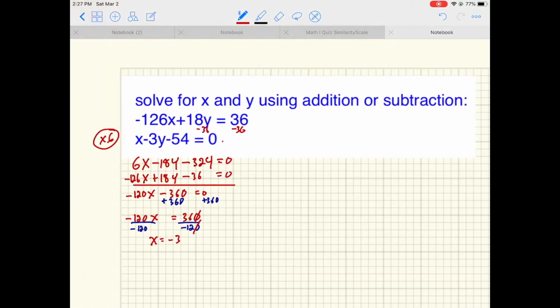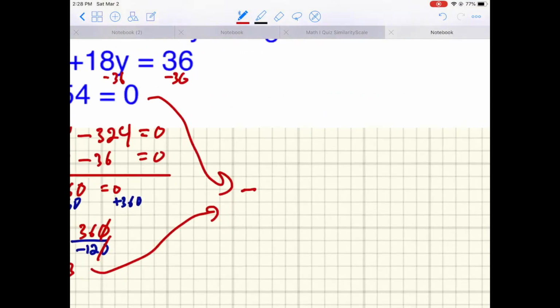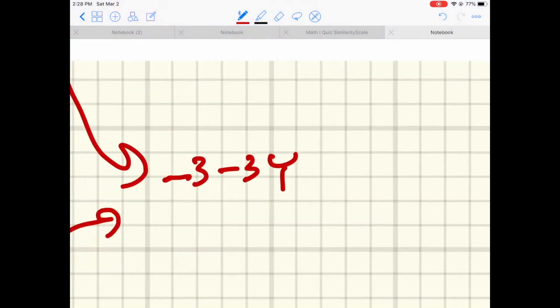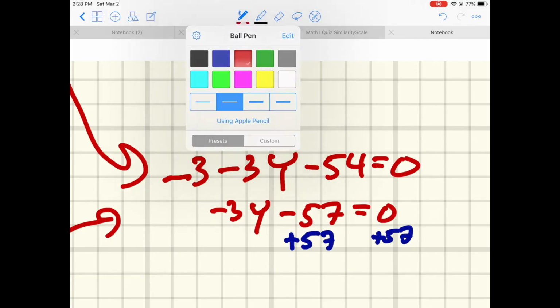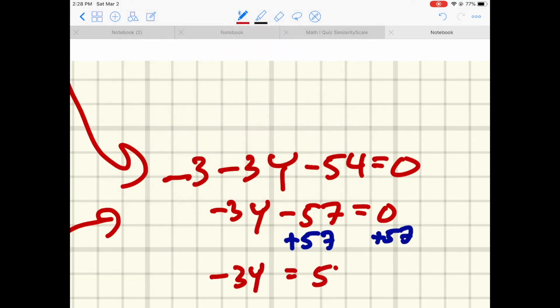Then to find the y, I'm going to take the simpler of the two equations, this one, and I'm going to replace the x with negative 3. So instead of writing x minus 3y, I'm going to write negative 3 minus 3y minus 54 equals 0. I'm going to add the like terms, add the negative 3 to the negative 54. That makes negative 57. Minus 57 is equal to 0. To get rid of that negative 57, I'm going to do the opposite. I'm going to add 57 to both sides. This is going to give us negative 3y is equal to 57.